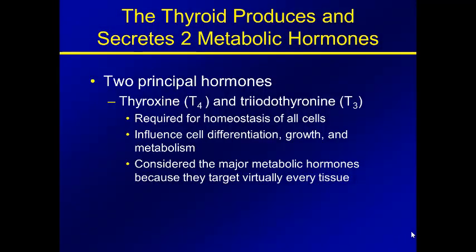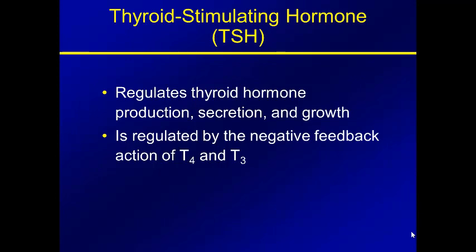Here the thyroid produces two metabolic hormones, the two principal hormones secreted by the thyroid: thyroxine, tetraiodothyronine T4, and triiodothyronine T3, required for homeostasis of all cells and influencing cell differentiation, growth, and metabolism. They are considered the major metabolic hormones because they target virtually every tissue. Thyroid stimulating hormone, TSH, regulates thyroid hormone production, secretion, and growth, and is regulated by the negative feedback action of T4 and T3.